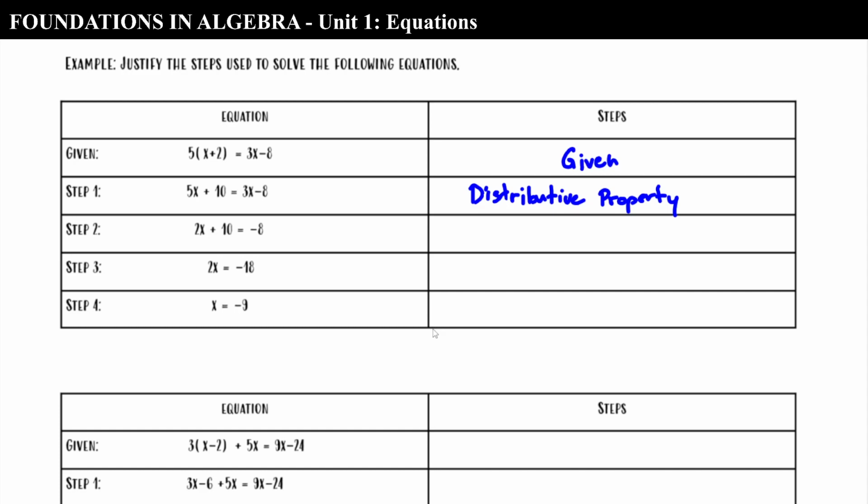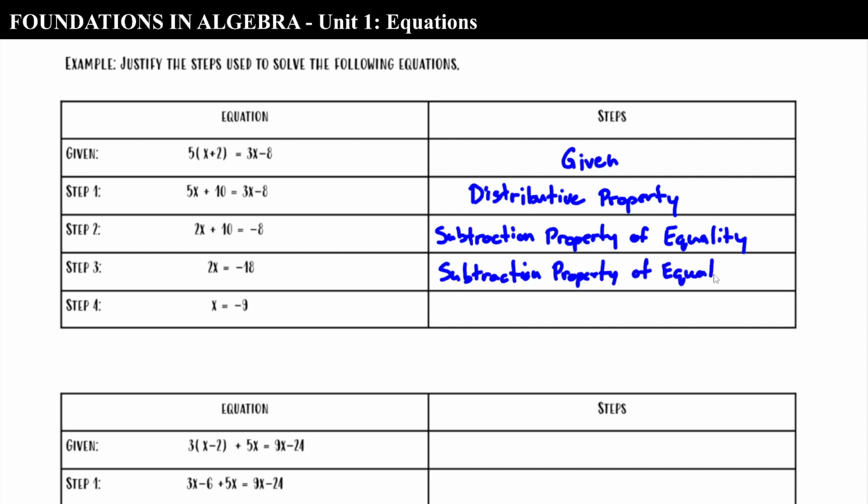Okay. Then our second step, to get from here to here, well, we moved our 3x over and subtracted 3x from each side. So since we subtracted 3x from each side, this was the subtraction property of equality. Then we subtracted 10 from each side. That gave us a negative 18 on the right-hand side. So again, the subtraction property of equality. And then finally, we divided each side by 2. So we used the division property of equality. Okay, and that's all there is to it.